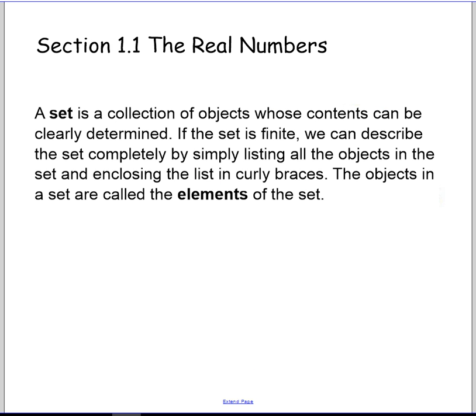We're looking at the set of real numbers. A set is a collection of objects whose contents can be clearly determined. If the set is finite, we can describe the set completely by simply listing all the objects in the set and enclosing the list in curly braces. The objects in a set are called the elements in a set. So again, finite means there's a definite specific number. The opposite of finite would be infinite.